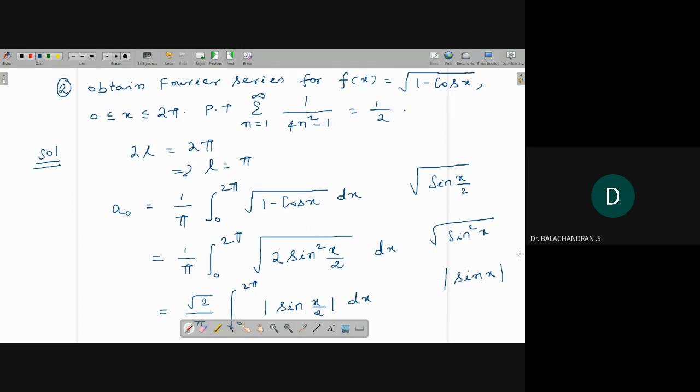Zero to pi by 2, up to pi only it is positive. Okay. Yes, sir. From 0 to pi, we should take sine x, then pi to 2 pi minus sine x also. Actually, here pi by 2. Here you have pi. Sine pi is 0. Again, it will come down. So, here 3 pi by 2.